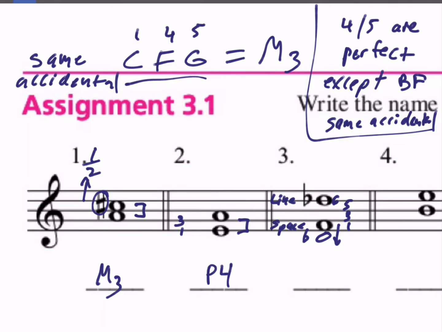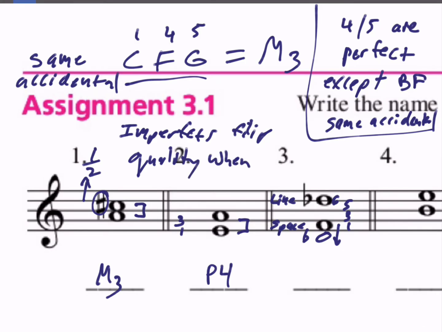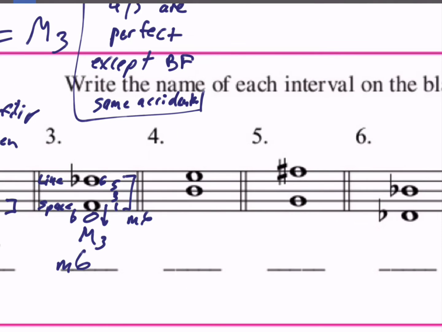When we flip intervals, though, imperfect intervals change their quality. So they flip quality when inverted. So this major third here would flip to a minor 6.